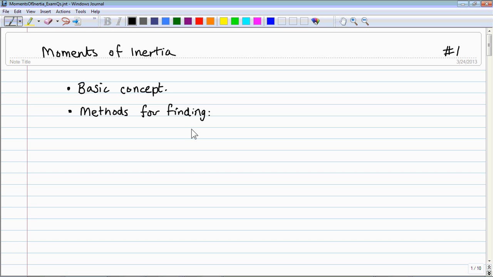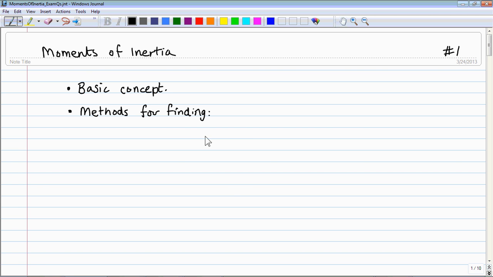We should start by reviewing the basic concept. What is the idea of a moment of inertia? I'm going to show you some notes and just make a few brief points. And then I'm going to talk briefly about how we go about finding moments of inertia. And then I'll straight away dive into some examples, two exam questions in particular, from I think 2010 and 2004. Just fairly typical examples of what the examiner will be asking you to do with moments of inertia.